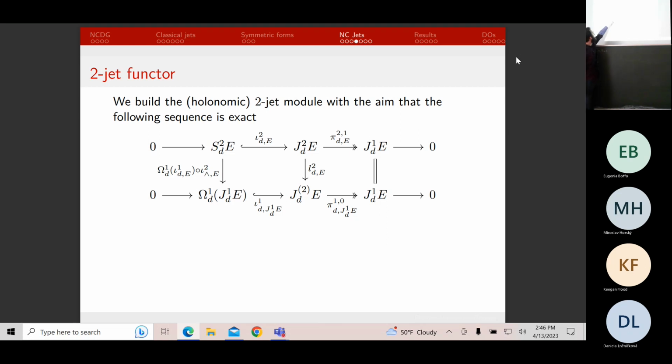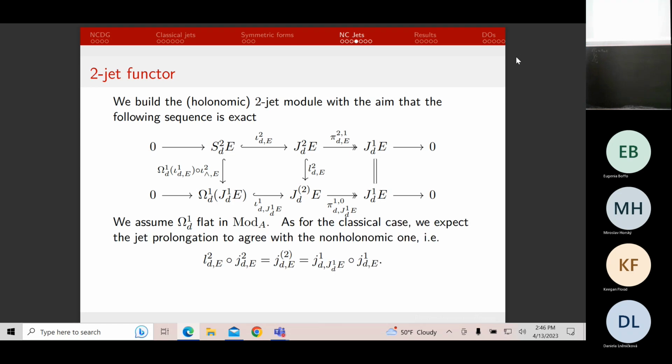Now, what's the problem? We know that these iota maps are injective, but we don't know if this one is injective, because this functor might be wild. But if we assume it to be right flat, so flat in mod A, then it will be a monomorphism. And again, by the snake lemma, this will force this to be included. So now the problem is to find a submodule of the non-holonomic 2-jet that fits in that short exact sequence. So there is one thing that makes sense.